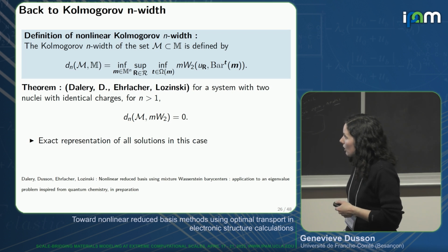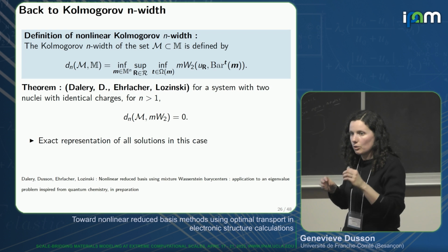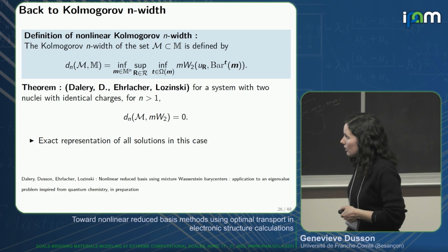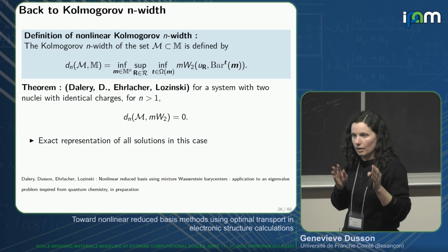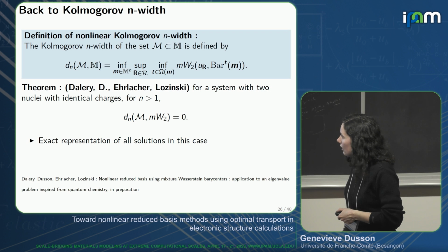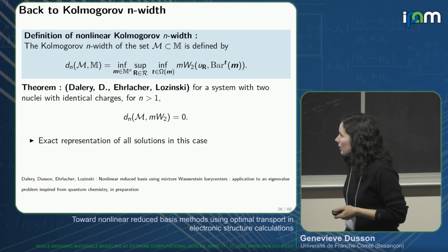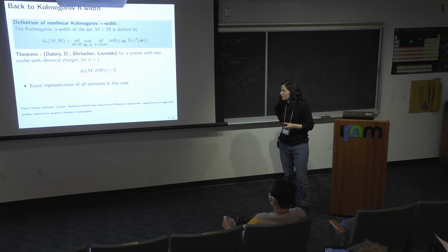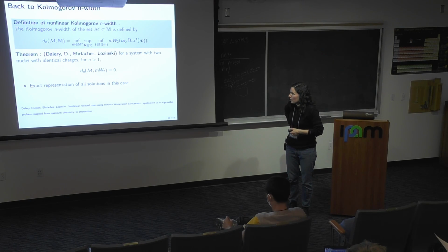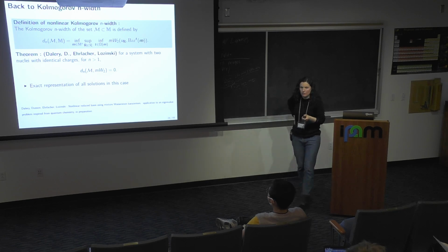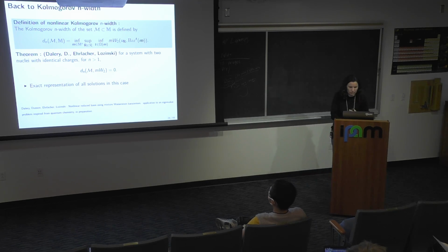Okay, and so what we showed is that if you have a system with 2 nuclei with identical charges, then this mixture Kolmogorov n-width is 0 for n larger than 2. So basically, if you have 2 solutions, then you can exactly fit these solutions using a mixture Wasserstein barycenter. It only works because the 2 nuclei have identical charges. So in that case, we can exactly represent all the solutions in the manifold.